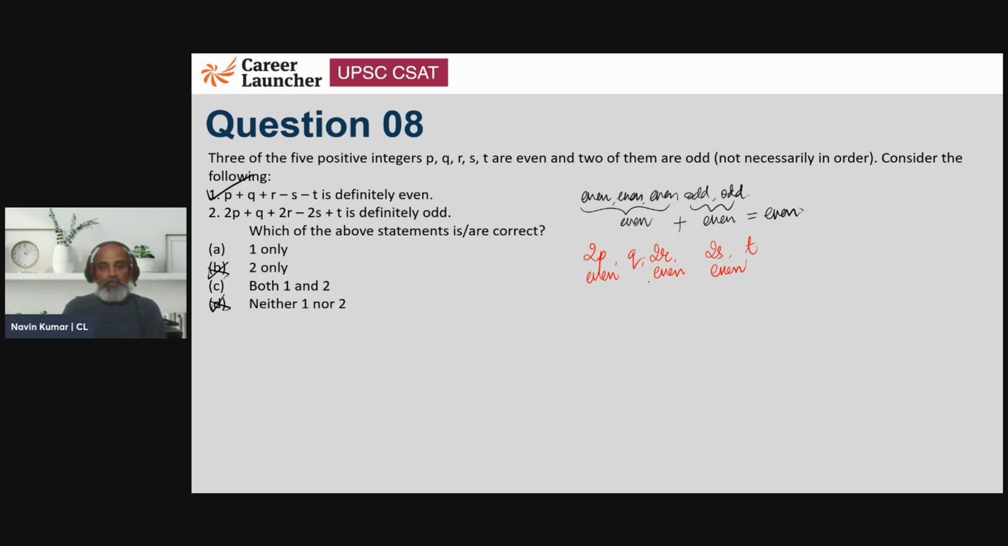So there can be three cases. Maybe Q and T, they both are even. Maybe Q is even and T is odd. Or maybe Q is also odd and T is also odd. In the first case, the overall result is going to be even. In the next case, it's going to be odd. In the next case, it's going to be even again. So when it says it's definitely odd, I'm like, nah. There are three possibilities, in two it can be even and in one it can be odd, so this is false. So option A becomes our answer.